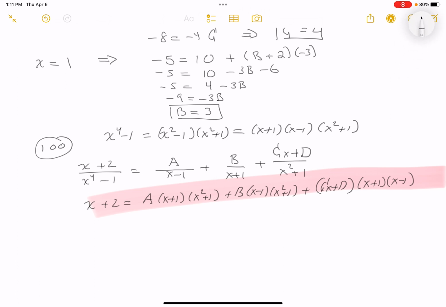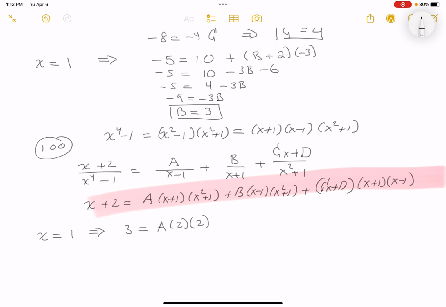And I could probably do it pretty quickly if I pick easy numbers. So I'm going to pick 1 first. And someone says, why you picked 1? Because a lot of things disappear. So what do you get? You get 3 equals, then you get A. I have no idea what A is. But then you're going to get 1 plus 1, which is 2. And 1 plus 1 is 2.